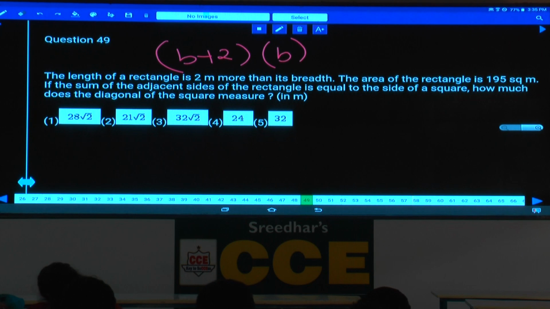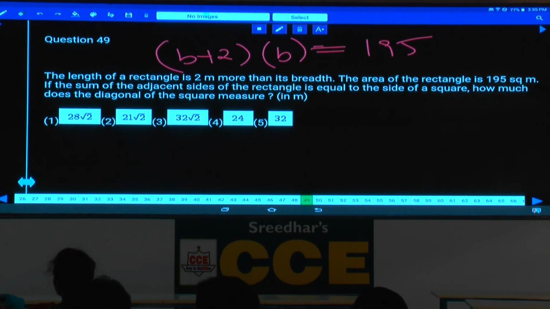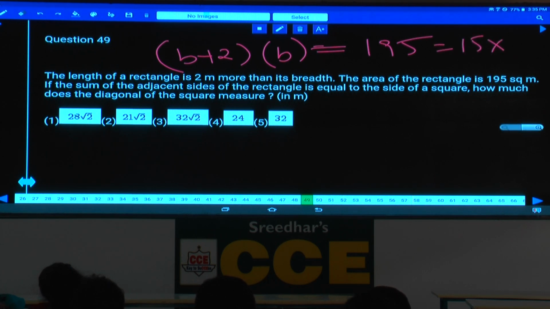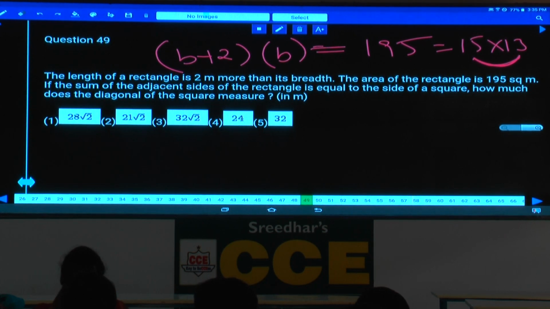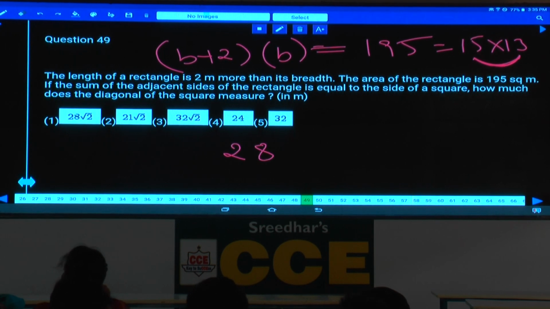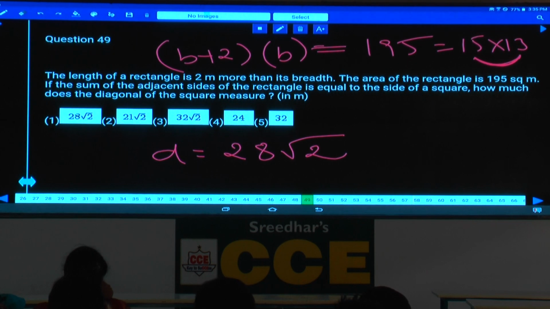Yes or no? Now area of the rectangle is given as 195. 195 can be written as 13 times 15. Yes or no? Then length is equal to 15 and breadth is equal to 13, because difference is 2. Satisfied? Now what is your information again? The sum of adjacent sides of a rectangle is equal to the side of the square. Sum of adjacent sides in the sense L plus B, that is 28. So side is equal to 28. You are asked about diagonal, that is 28 root 2.